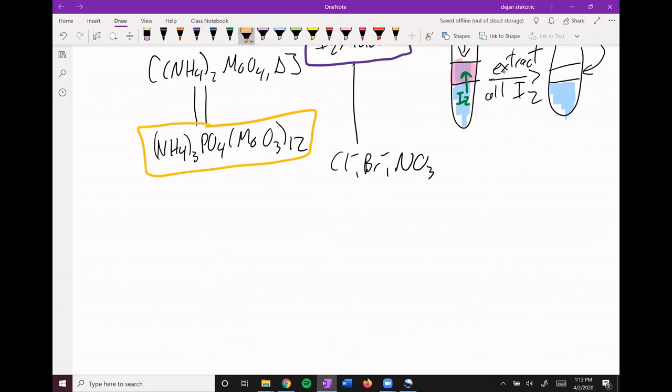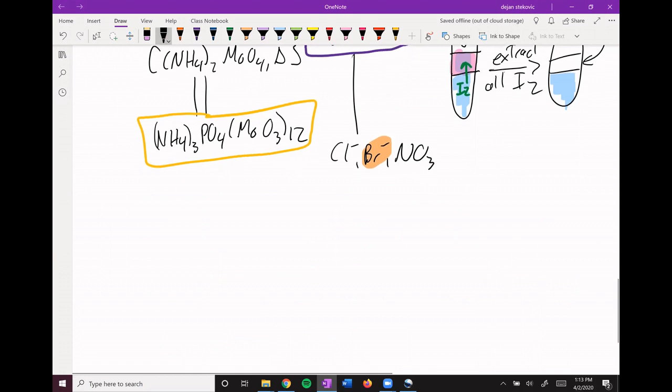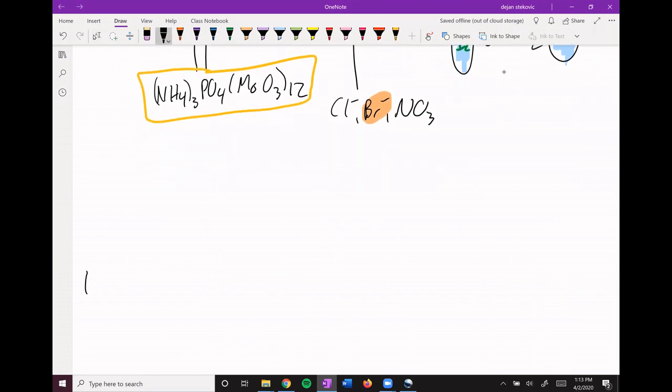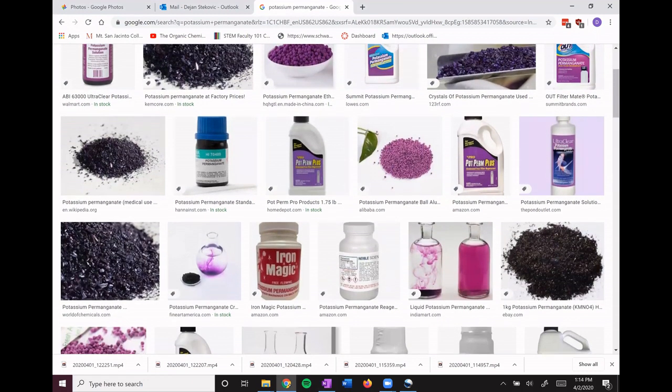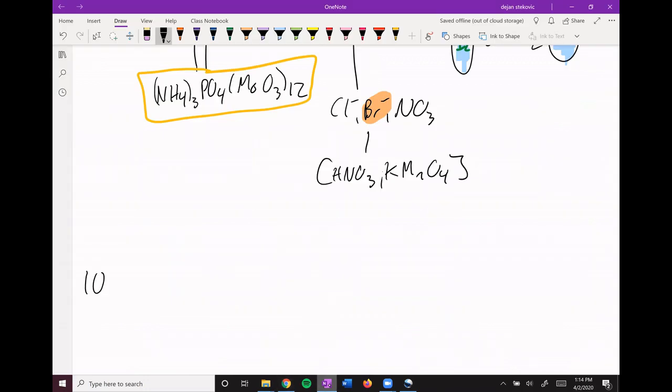And the next one we're going to focus on is going to be this bromide. So what we're going to do is combine this bromide with some acid and some potassium permanganate. Permanganate is a common oxidizing agent. If you look at it, it looks pretty cool. You can see I Googled it. It's this nice deep purple color. So it looks pretty cool, and it likes to oxidize stuff. So let's take a look at that.